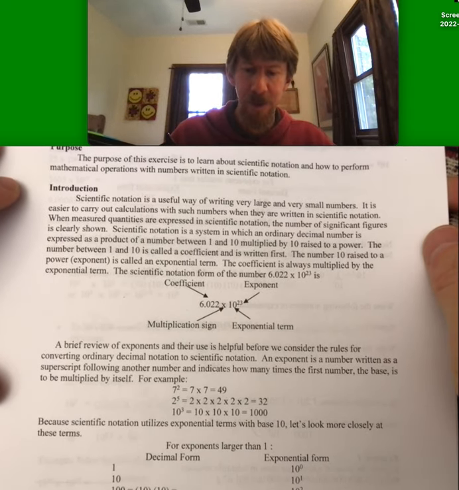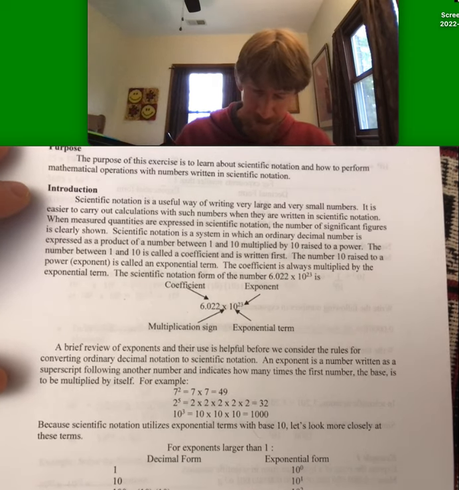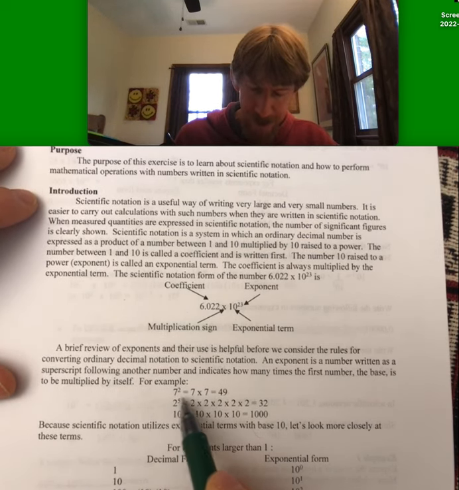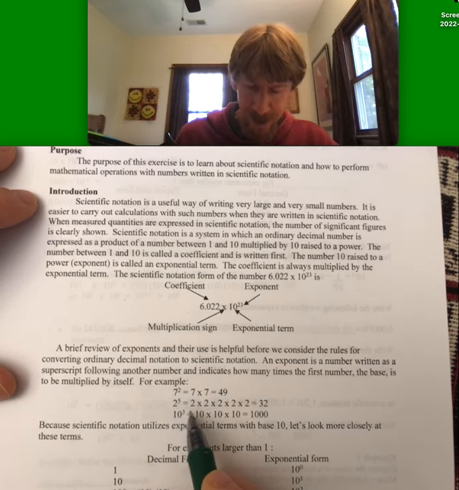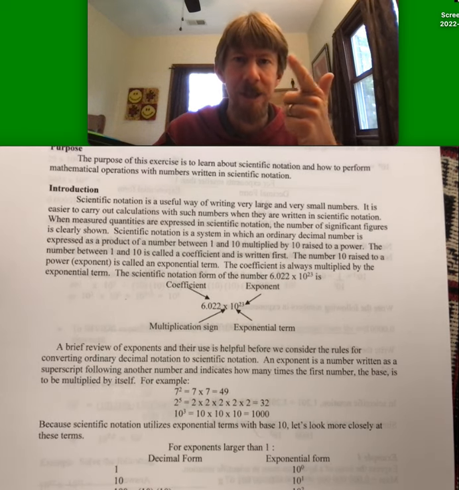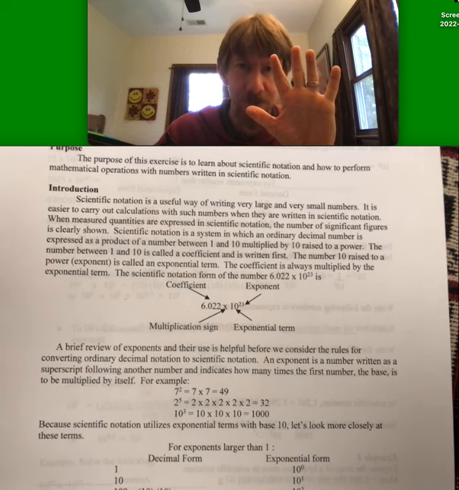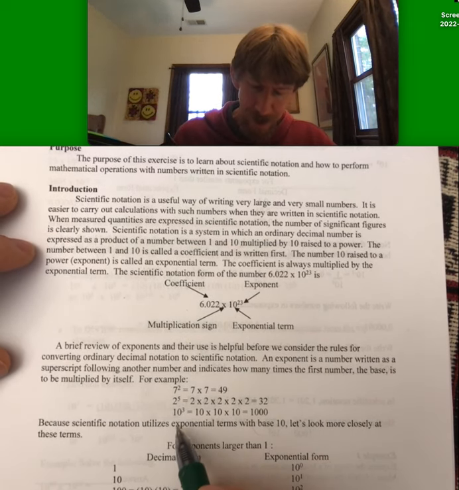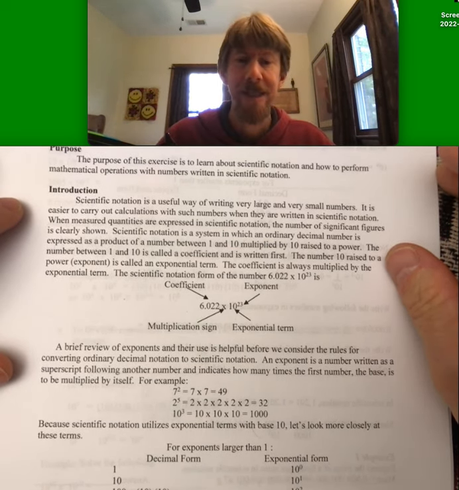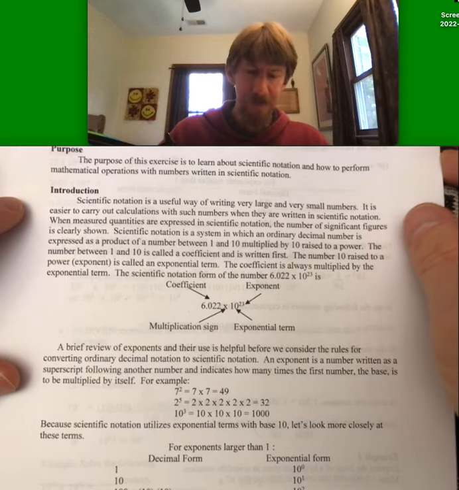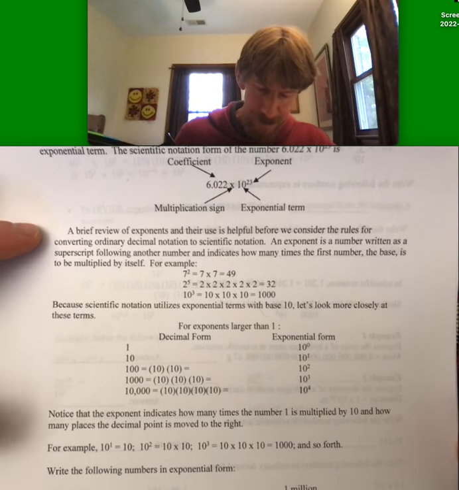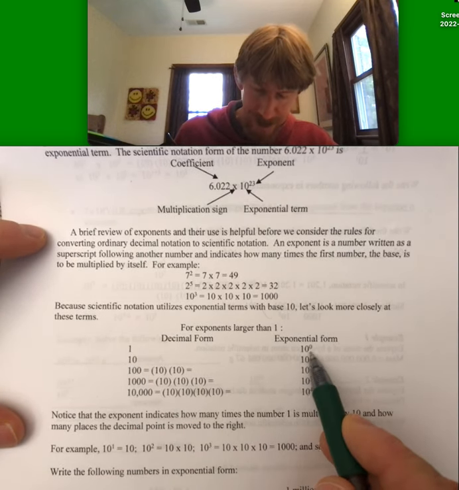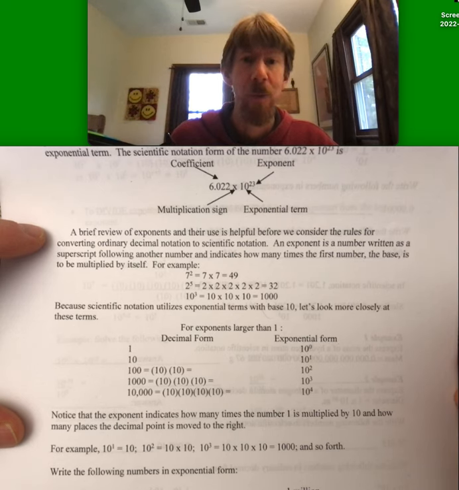Now, as a brief review of exponents, we can see that if you square something, that means 7 times 7. If you do 2 to the 5th power, that's going to be 2 times 2 times 2 times 2 times 2, 5 times. And then, of course, the one that we're going to be dealing with mostly, 10 to the. So 10 to the 3rd is 10 times 10 times 10.